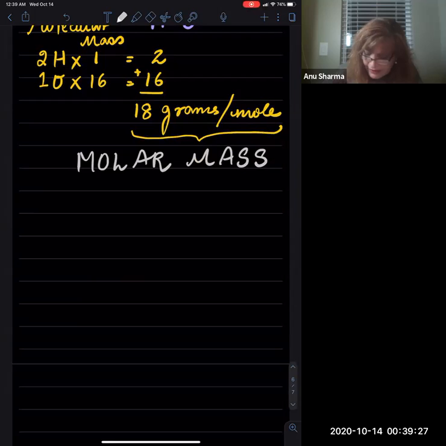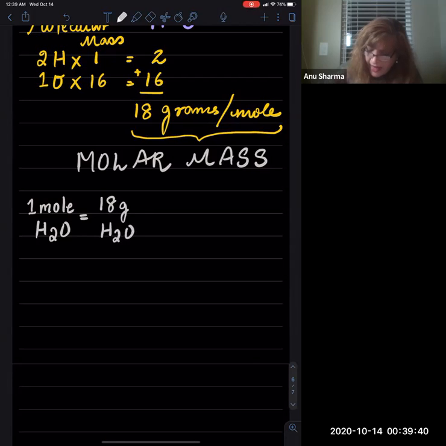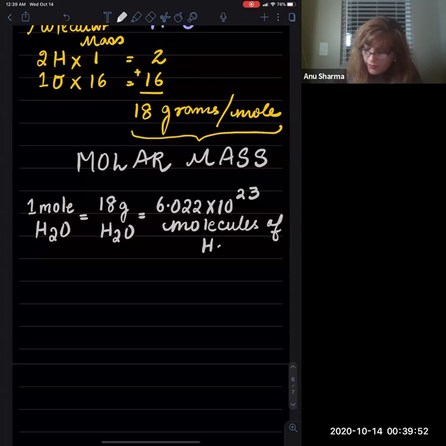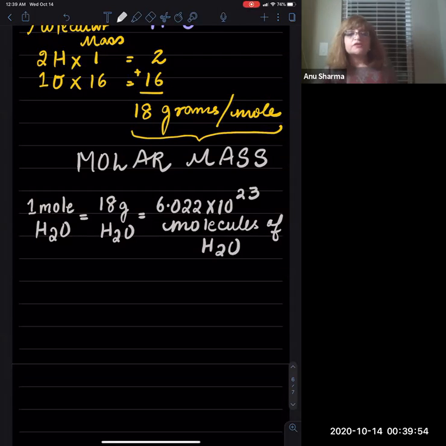So how do we write this? This means 1 mole of water is 18 grams of water, and this contains 6.022 times 10 to the power 23 molecules of water. That is the difference. Molecules of H2O. Okay, so that's one thing.